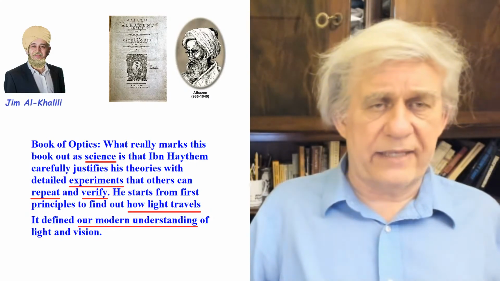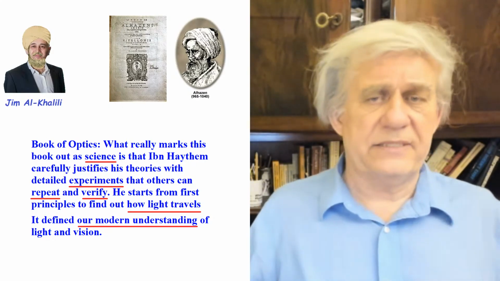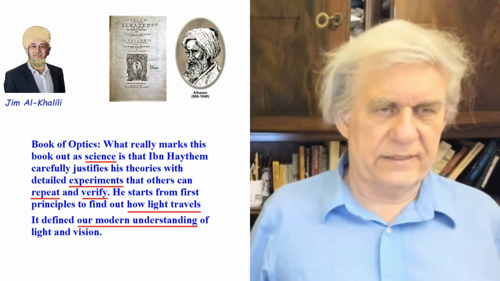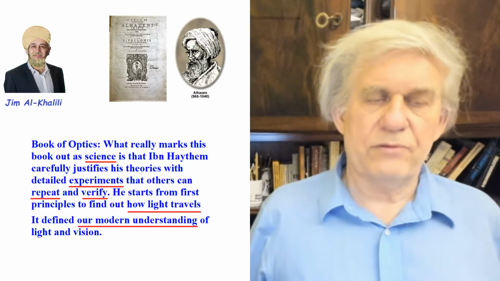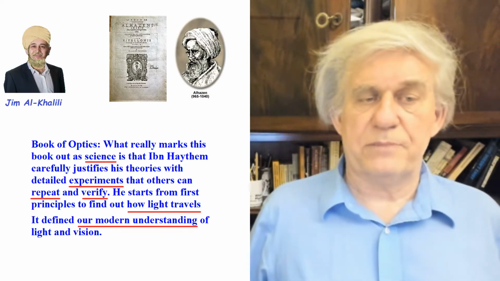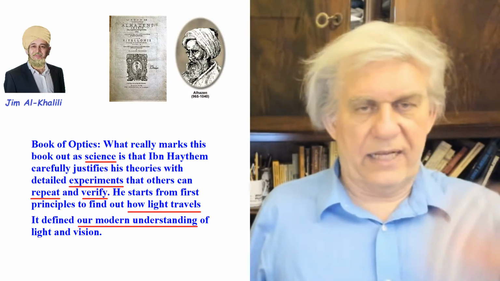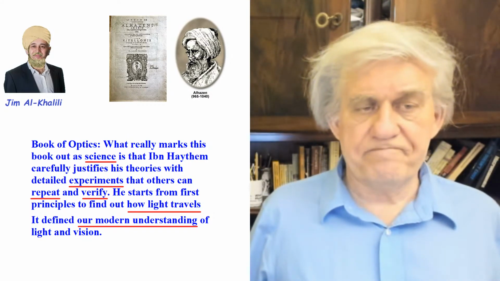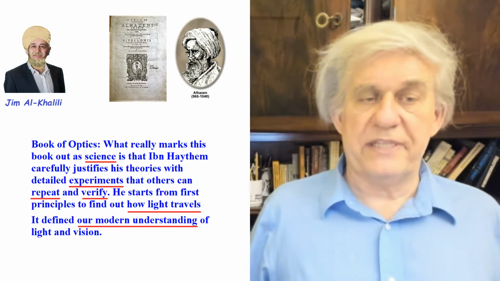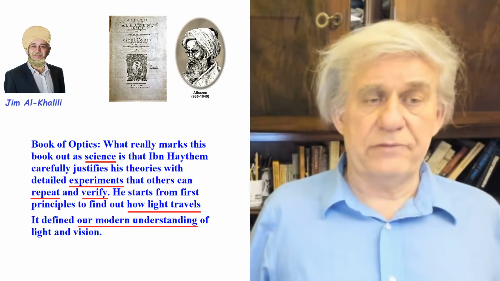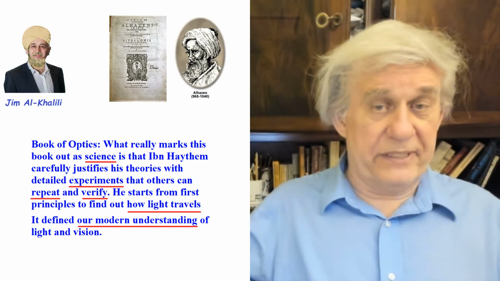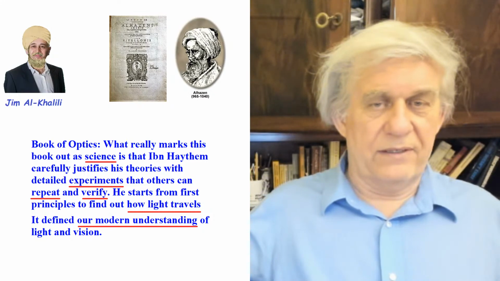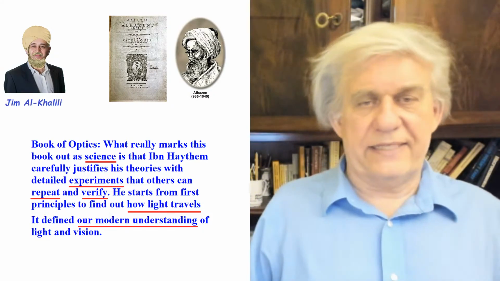And so he says that Alhazen studied light. He did experiments on light. He observed light, again. He wrote a book of Optics. What really marks this book out as science, according to Al-Khalili, is that Alhazen carefully justifies his theories with detailed experiments that others can repeat and verify. Remember, repeatability, verifiability, that's got to do with belief, or with verifying that the other guy did this experiment.